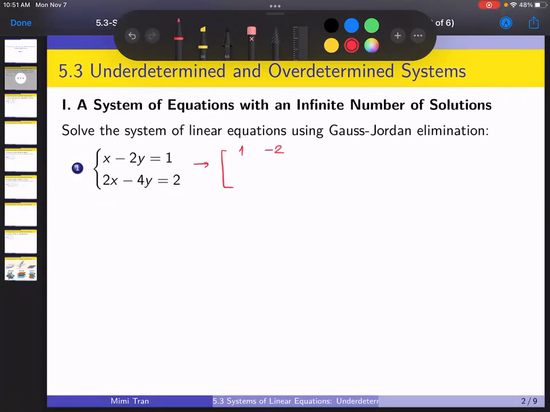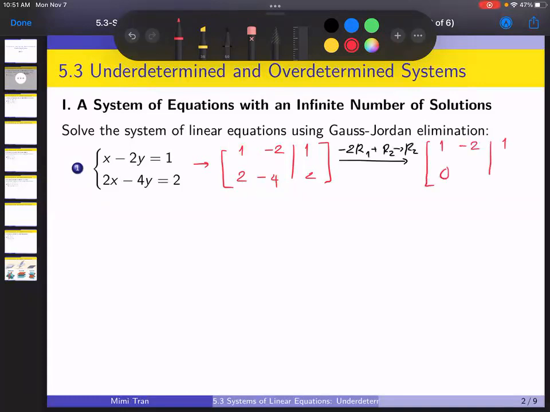1, -2, 1, 2, -4, 2. That's my diagonal. So everything below the diagonal must be 0. I need to change that 2 into 0. What do I do? So write it neatly. -2 R1 added to R2 gives me the new R2. The first row stayed the same.